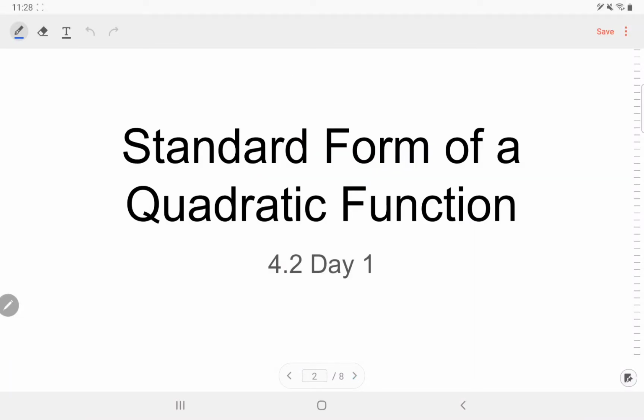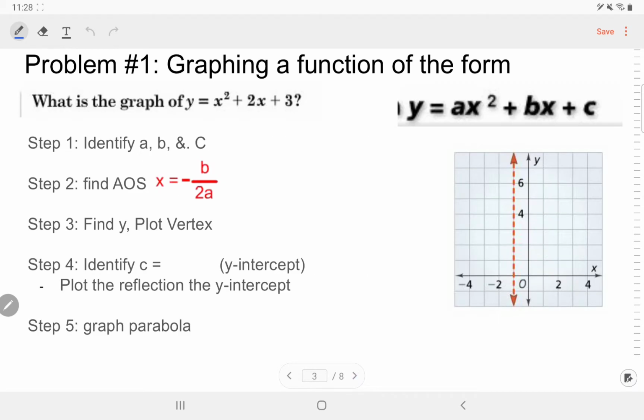Good morning. If you missed class on Wednesday or Thursday this week, January 5th, 6th, and 7th, section 4.2, we were working on graphing quadratic functions that were in standard form. So if you look at this first example here, we have an equation that is y equals x squared plus 2x plus 3.